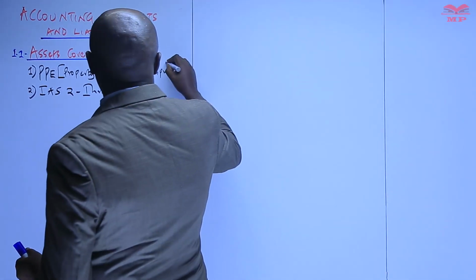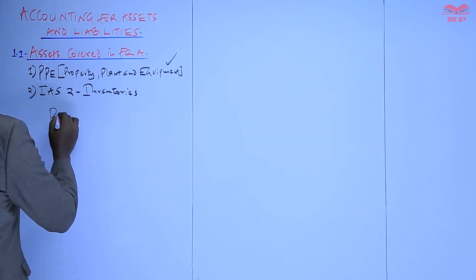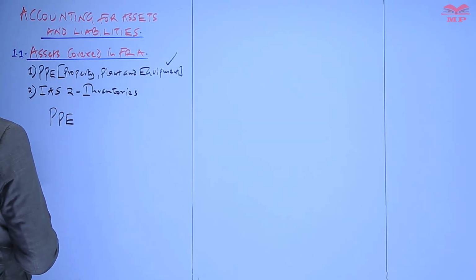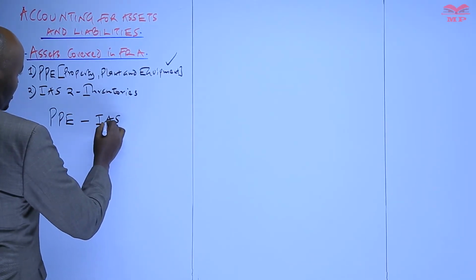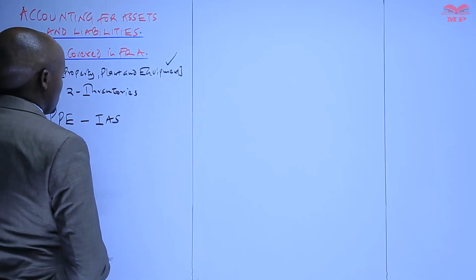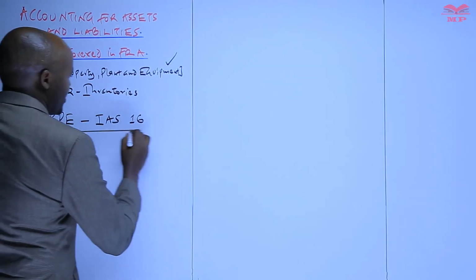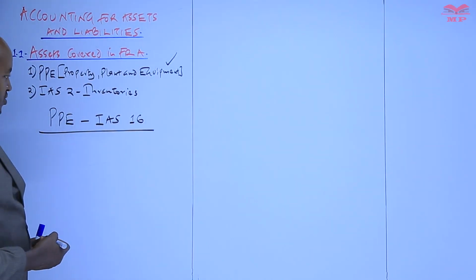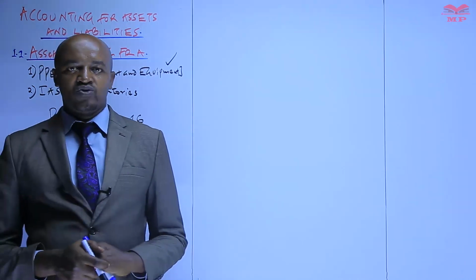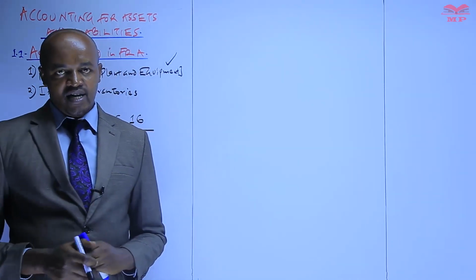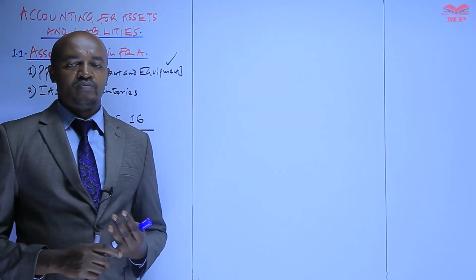So let's start with the first item of asset here, which is property, plant and equipment, abbreviated as PPE, and these are accounted for and recognized in accordance with International Accounting Standard number 16. So first of all, what is PPE? When we talk about PPE generally, this refers to all the tangible non-current assets which are owned by the entity and which have a number of characteristics, or basically a number of features.